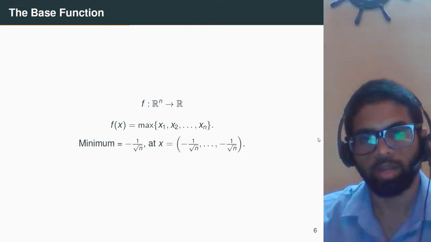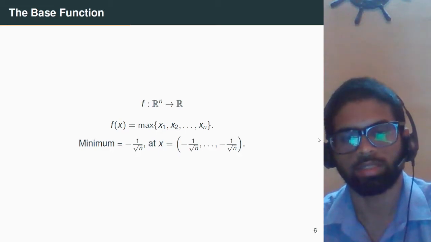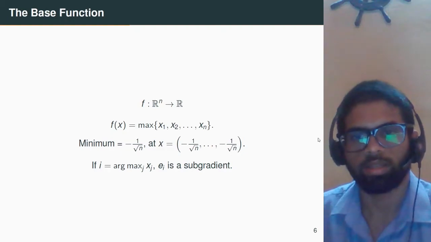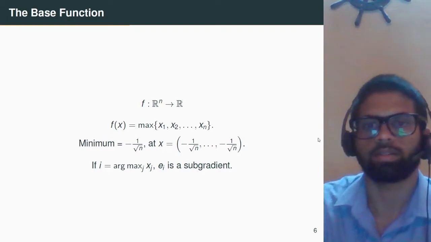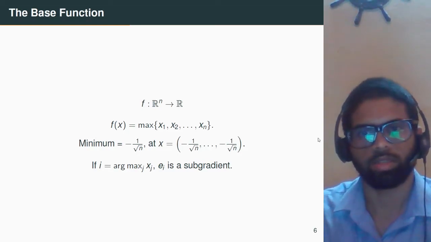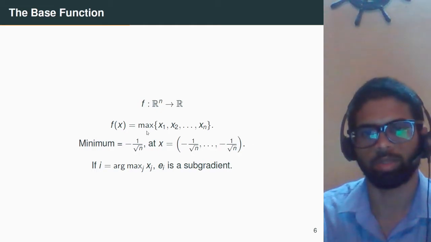If you query the subgradient oracle of f, what it returns is just the direction of the maximum coordinate. So if the maximum coordinate is xi, then ei is actually a subgradient. Now this is just one function. So if you're trying to minimize it, you don't need to query anything. You can just point out that the minimum happens over here.